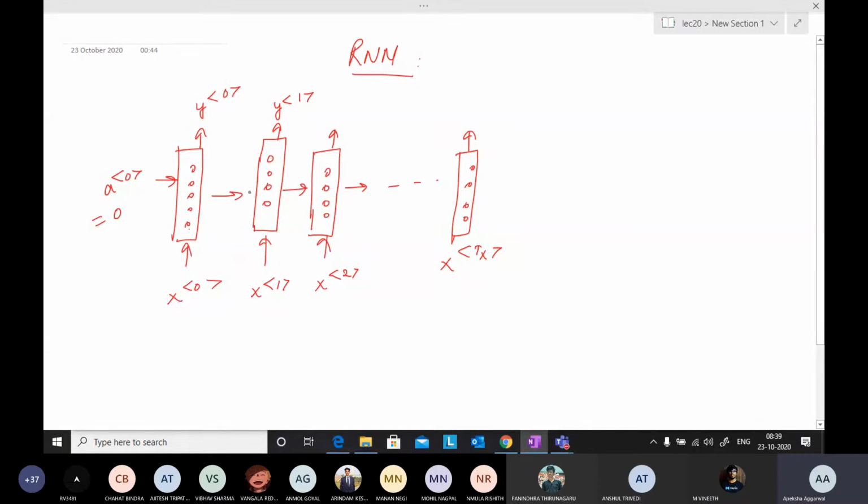For the second layer, there are two calculations going on. First is from the current input and second is from the previous input. So in a simple neural network formula, activations are defined by Wx plus b. This is a simple neural network.